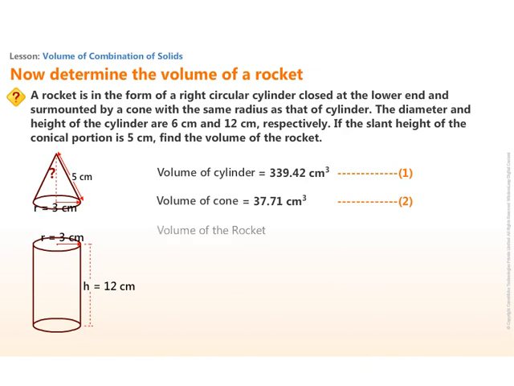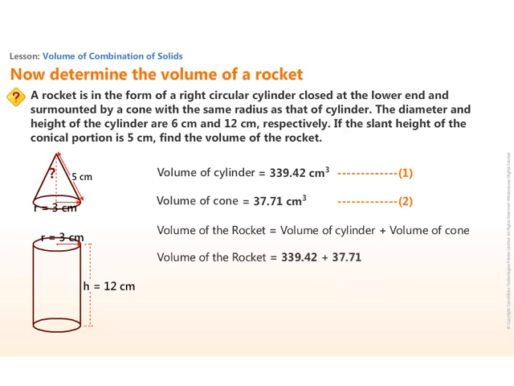We know that volume of the rocket is the sum of the volumes of cylinder and cone. Substituting the known values and simplifying, we get volume of rocket as equal to 377.1 centimeter cube.